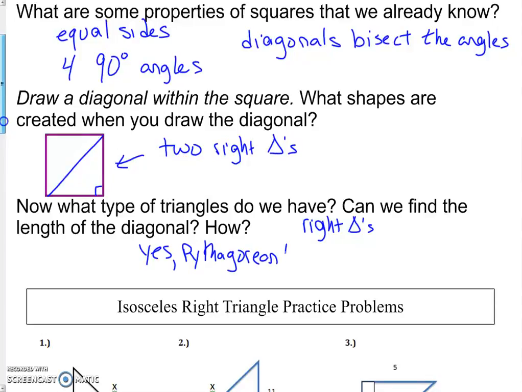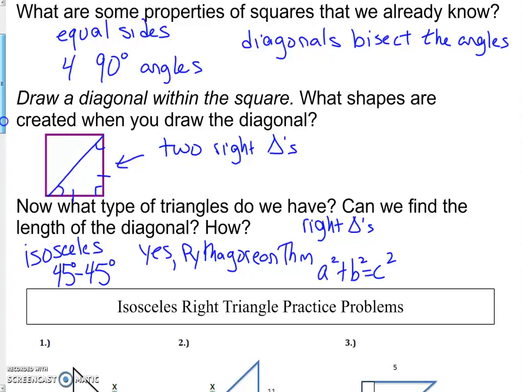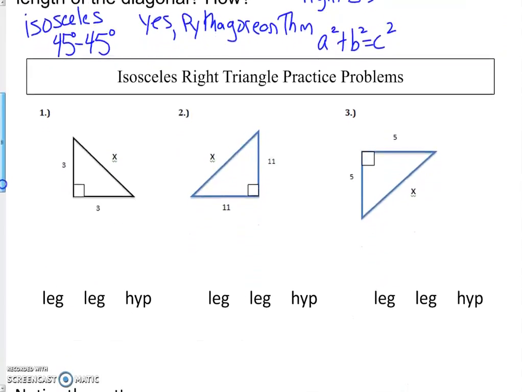So remember what the Pythagorean Theorem was? A squared plus b squared equals c squared. All right, one other thing is true about those triangles. Not only are they right triangles, but because they come from a square, they're also isosceles. So they have 2 sides that are equal, which means they also have 2 angles that are equal. Because one of the angles is 90 degrees, the other 2 angles are both 45 degrees. All right, so that's the idea of what we're looking at for today's work.